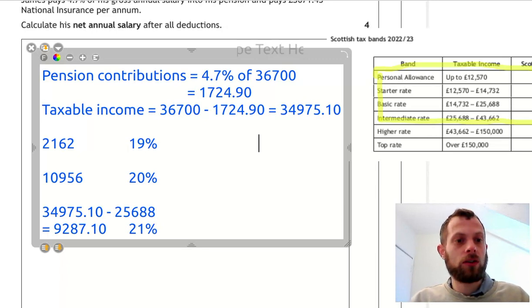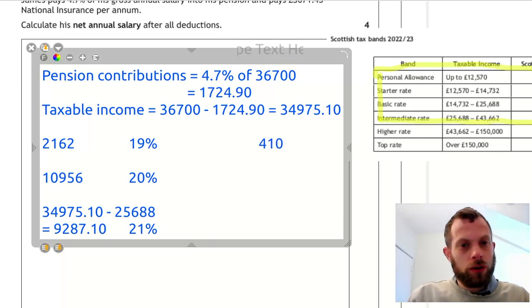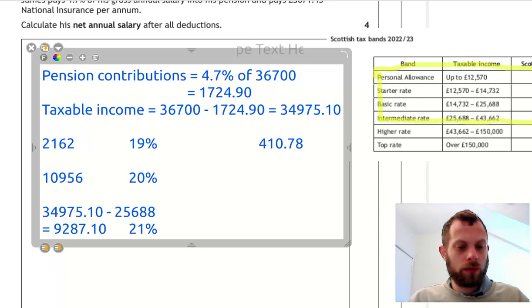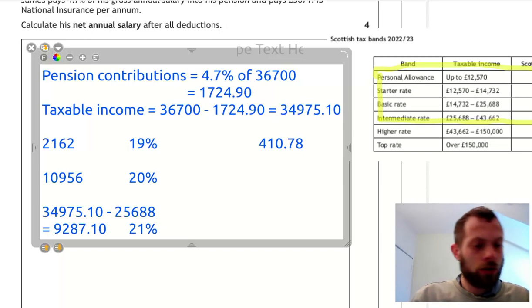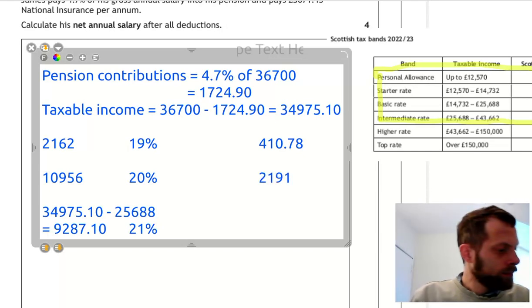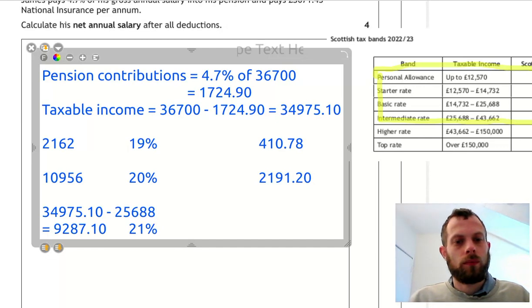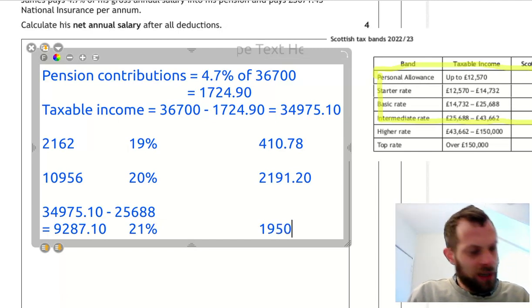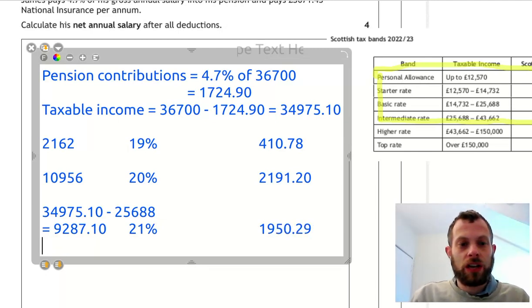So 19% of 2,162 is £410.78. 20% of it is 2,191. And 21% of 1,956 is £950.29p, rounding down to the nearest penny.